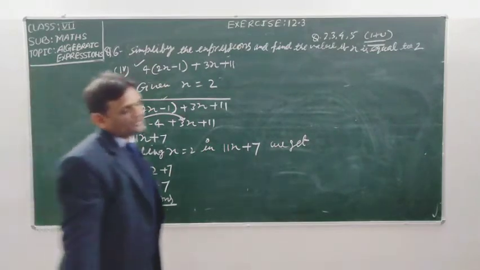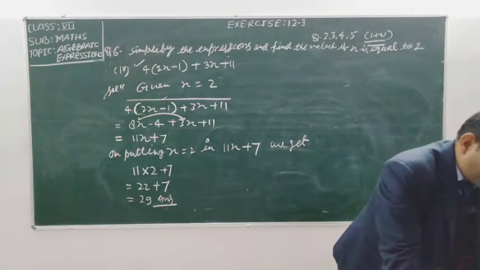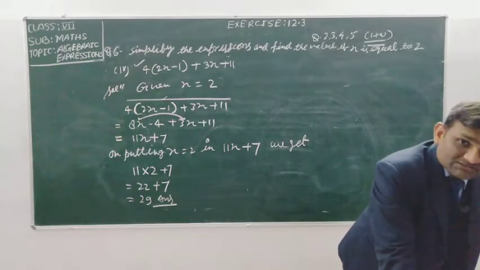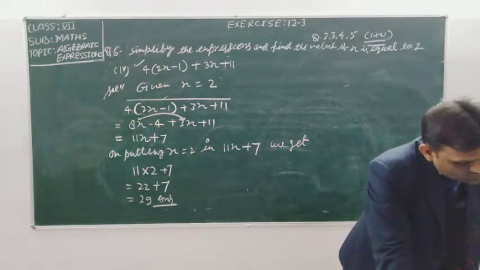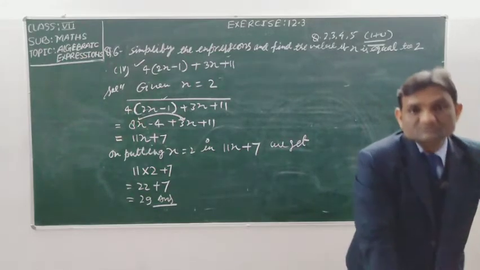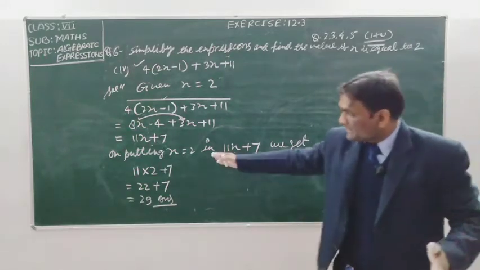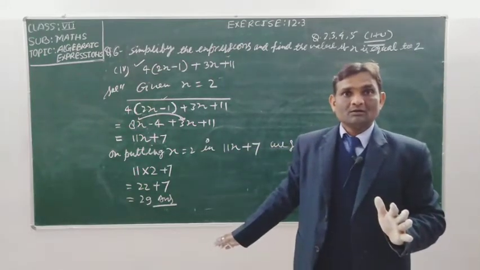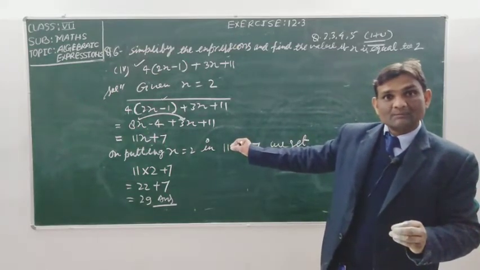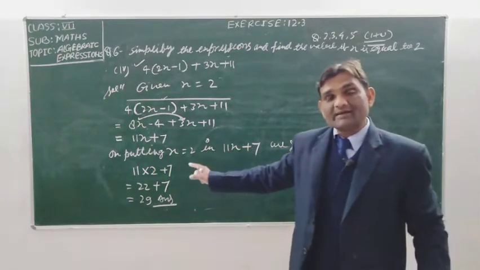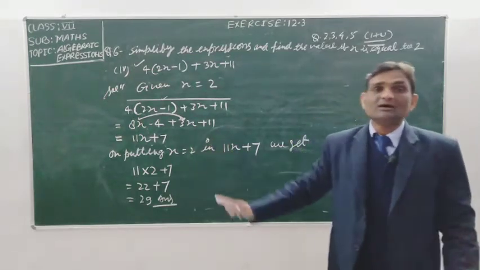So come to the next question, student, that is question number 7. Question number 7, student, you will solve in the same way as question number 6. Simplify the expression and find its value. First you have to simplify the expression. After this, you have to find the value of the expression that you get at the end. The value of whichever variable is used in the expression is given in the question. With the help of that you can find the value of the expression.